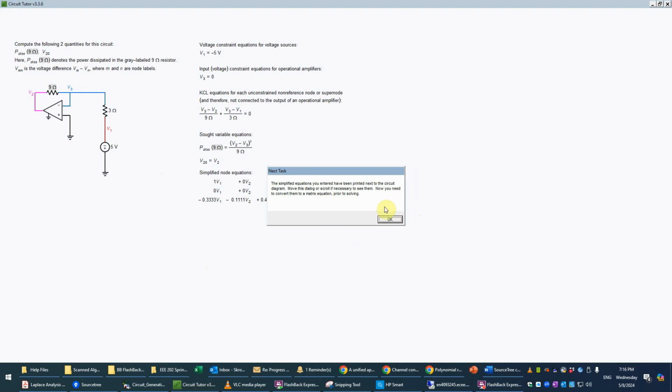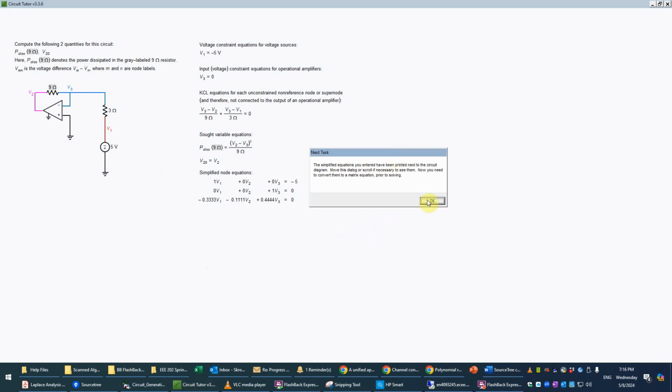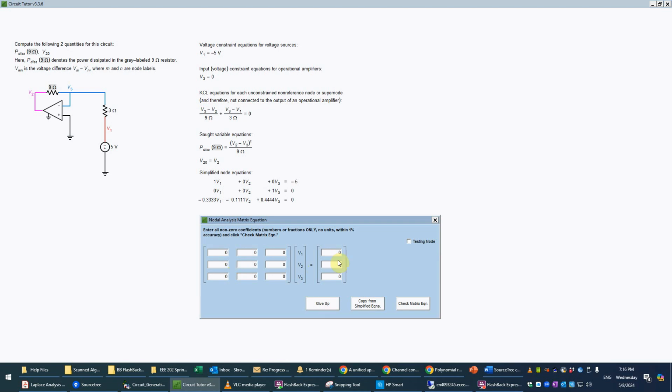Okay, and now it's asking us to convert to a matrix equation, even though, to be honest, we would never probably want to solve it that way in this particular problem because it's so simple, but we can copy those and it won't take any time. And once again, if you wanted to enter that as 4/9, I could do that, but it's easier just to copy it. So we'll check that, and that is correct.